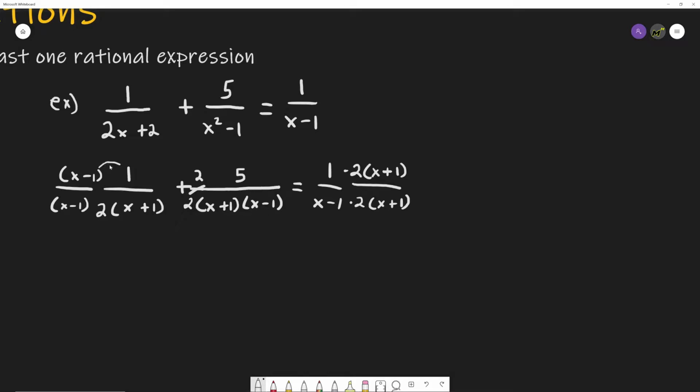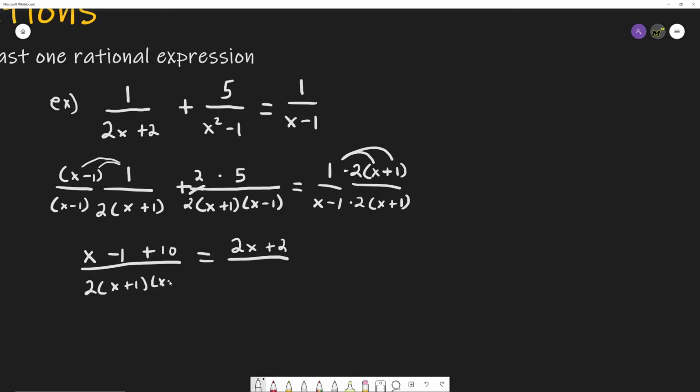Looks like up here when we distribute the 1, we'd have x minus 1. And then 2 times 5 would be a 10. And then on the right side, looks like we'd have 1 times 2 is a 2, and then 2x plus a 2. Okay. And then the denominator on the right side we said was 2 times x plus 1 times x minus 1. And we'd have 2 times x plus 1 and x minus 1 on the right side.